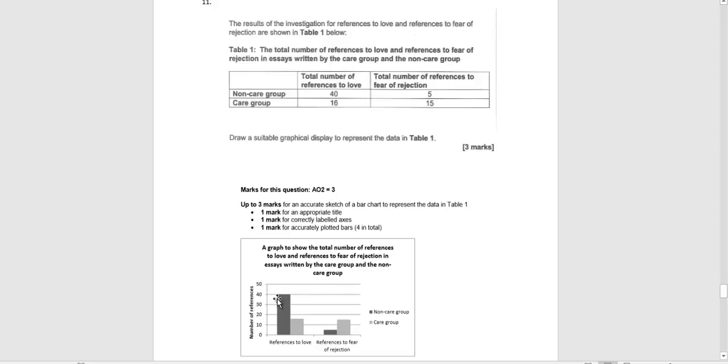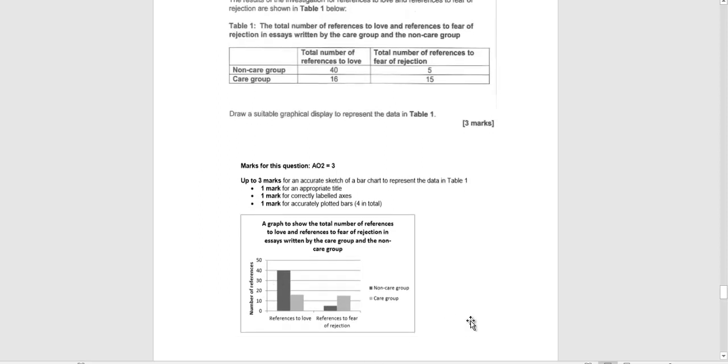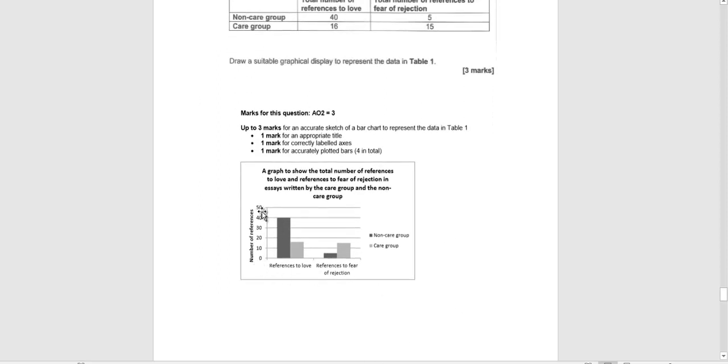We also get a mark for correctly labeling the axes. So our frequencies down here on the Y axis, number of references, and then we have these distinct categories here: references to love, references to fear of rejection for this particular study, and obviously a little key. It's really important that you label these very clearly, again, in order to get your mark.